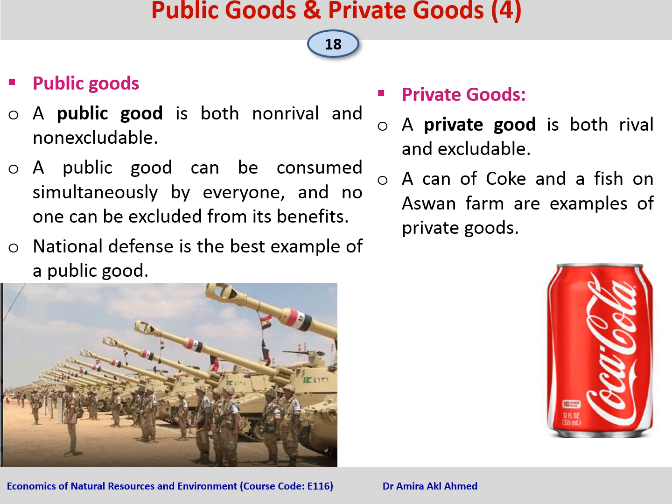Now, we could differentiate between public goods and private goods. A public good could be defined as a good that is both non-rival and non-excludable. In other words, a public good can be consumed simultaneously by everyone and no one can be excluded from consuming it. Examples of public goods include national defense, which is the best example of a public good. Regarding private goods, a private good could be defined as a good which is both rival and excludable. A can of Coke and a fish on a fish farm are examples of private goods.